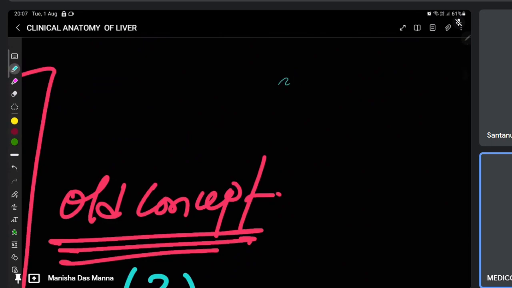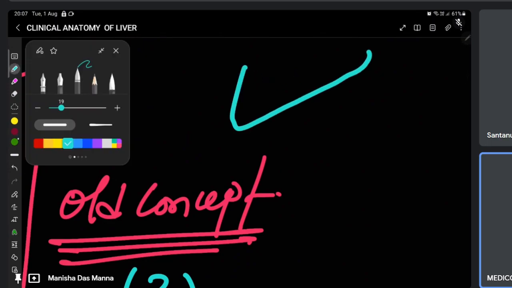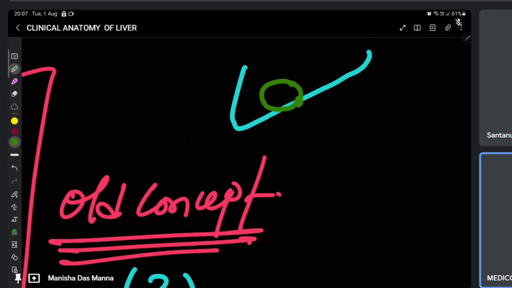So this is the inferior border of the liver. Done. And this is the gallbladder. Now this is the cystic duct. I am writing here CD for cystic duct, and GB for gallbladder. And this is the anterior aspect of the liver.